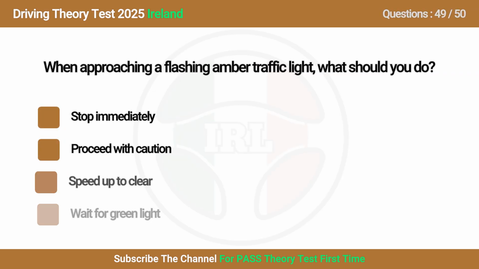Question 49. When approaching a flashing amber traffic light, what should you do? A. Stop immediately. B. Proceed with caution. C. Speed up to clear. D. Wait for green light.